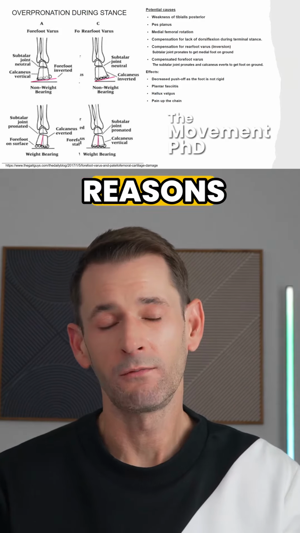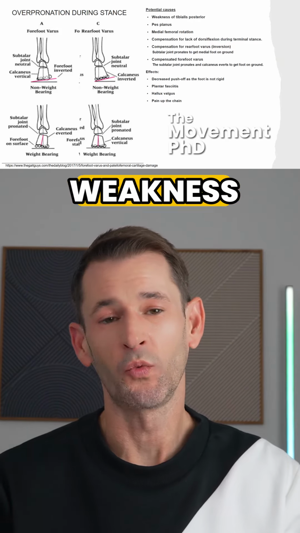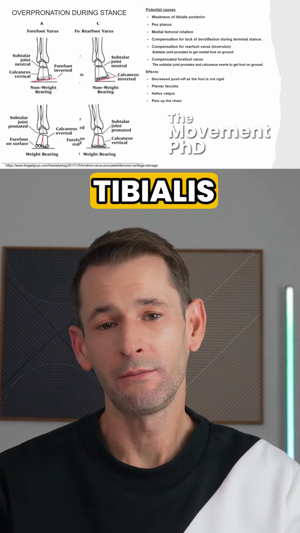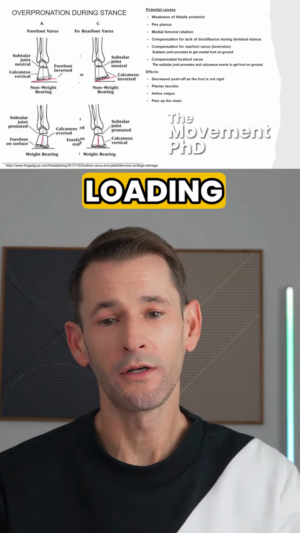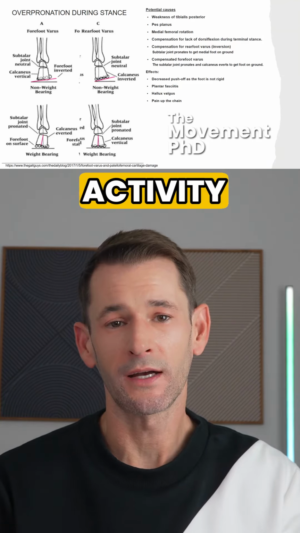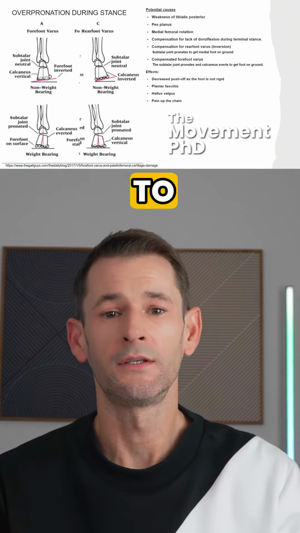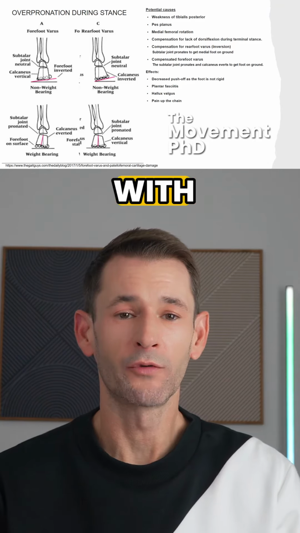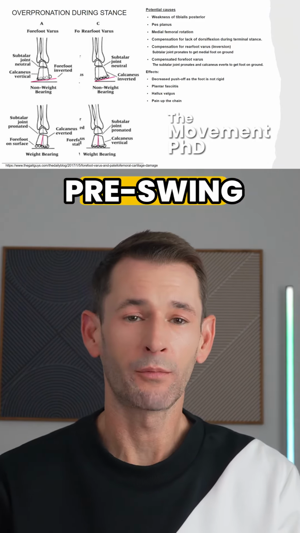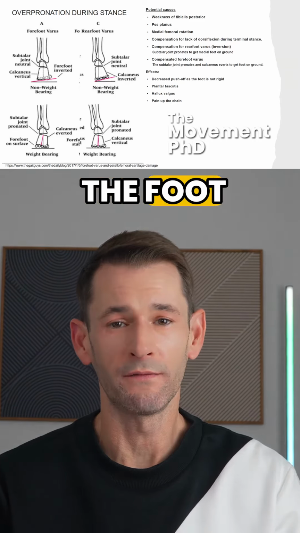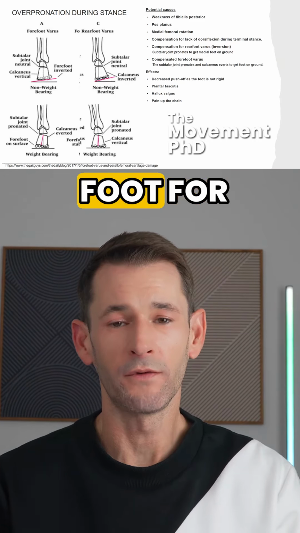One of the primary reasons for overpronation is weakness of the tibialis posterior. Without the tibialis posterior, during loading response, you're going to see overpronation because the eccentric activity of the tib post to support that pronation will be diminished. We're also going to see problems with push-off because during pre-swing, the tibialis posterior cannot supinate the foot to allow for a rigid foot for push-off.